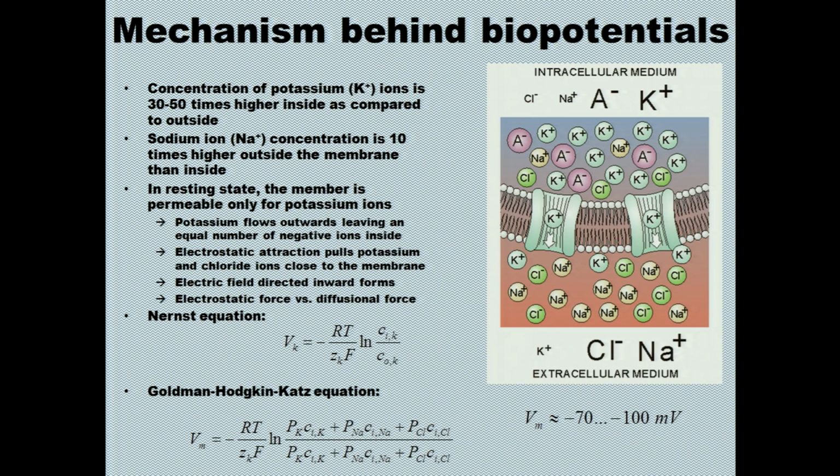So, basically if you see this equation, R is what? R is the gas constant, T is the temperature in Kelvin, Z is the valence, F is the Faraday's constant, logarithm of C_i over C_o. In this case potassium. C is concentration inside, concentration outside.